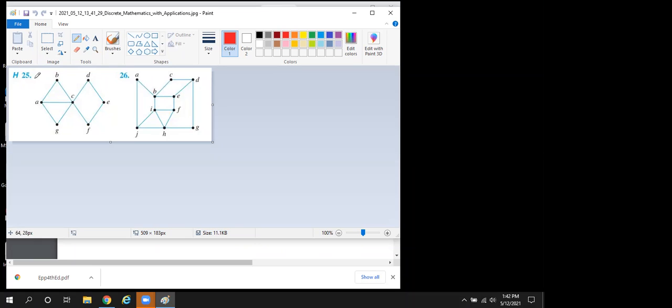So why does 25 not have a Hamiltonian circuit? Can someone explain what's wrong with number 25, or even tell me which vertex is problematic? C is problematic. Very nice. Why is C problematic? Yeah, it's a choke point, right?